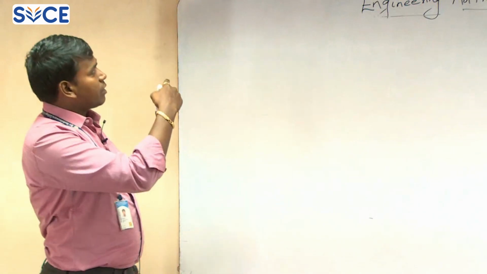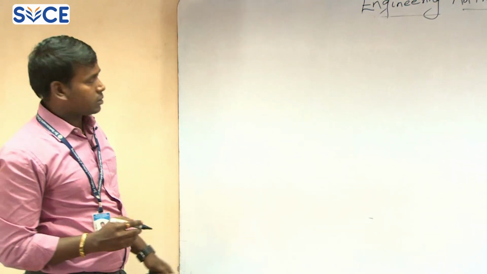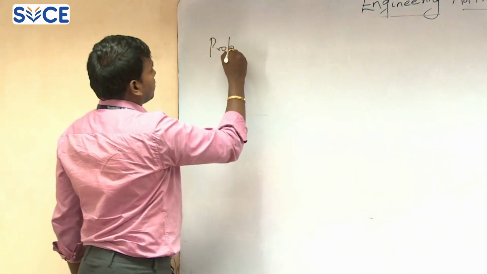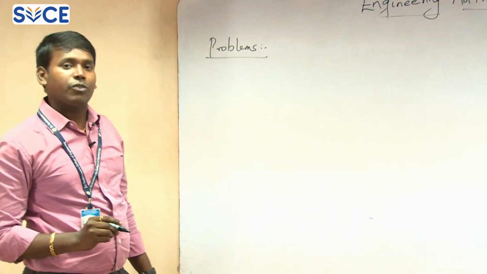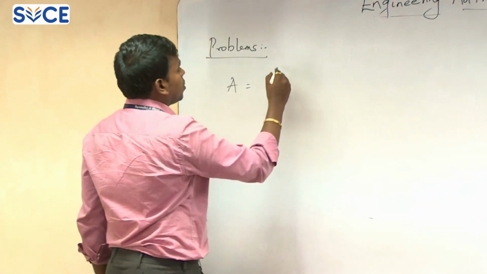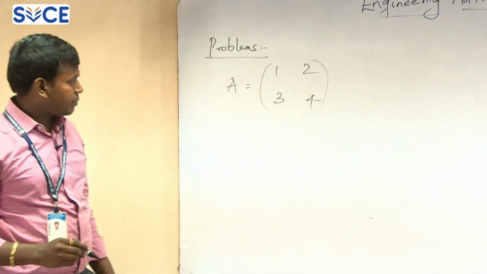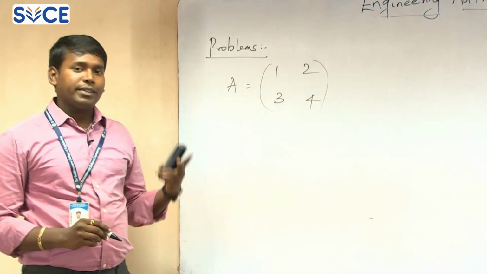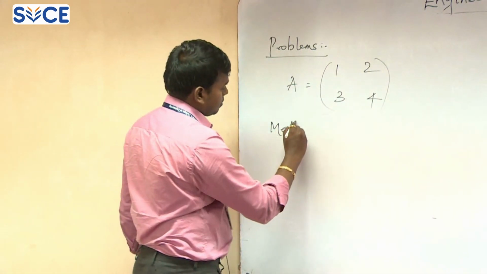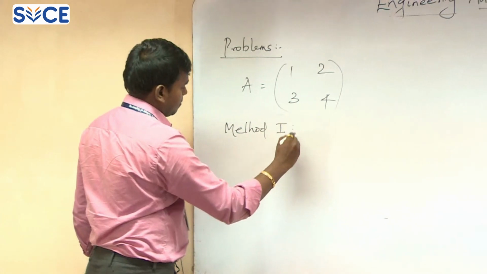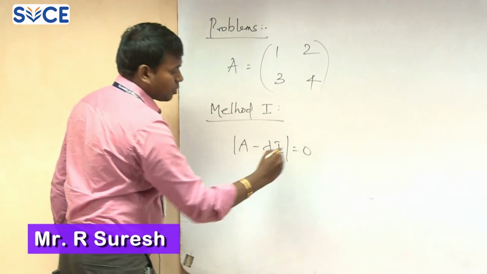Now I give you one example for the characteristic equation, how to find the characteristic equation of a matrix. Find the characteristic equation of the matrix A equal to 1, 2, 3, 4. So it is a 2 by 2 matrix. Okay. So we can solve this problem by two methods. First method, the procedure, that is the determinant of A minus lambda I equal to 0.